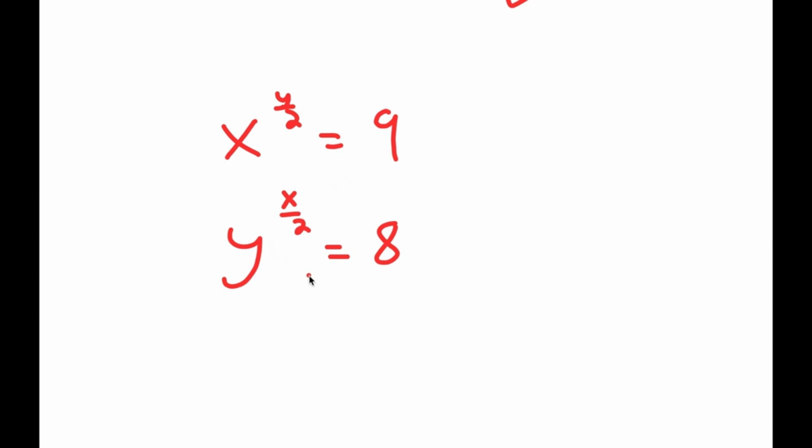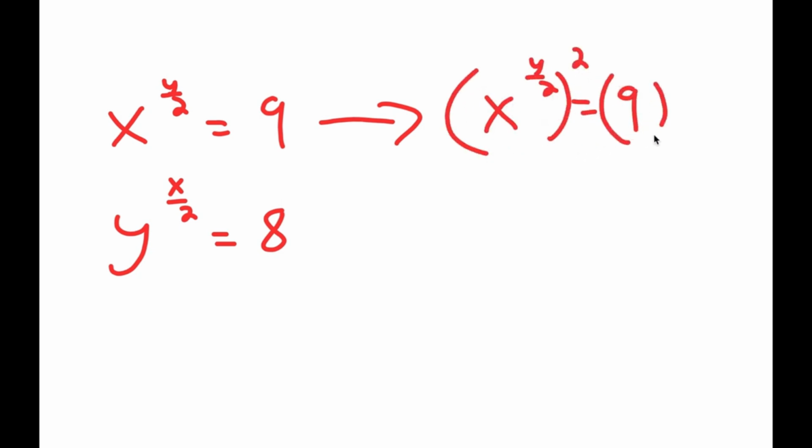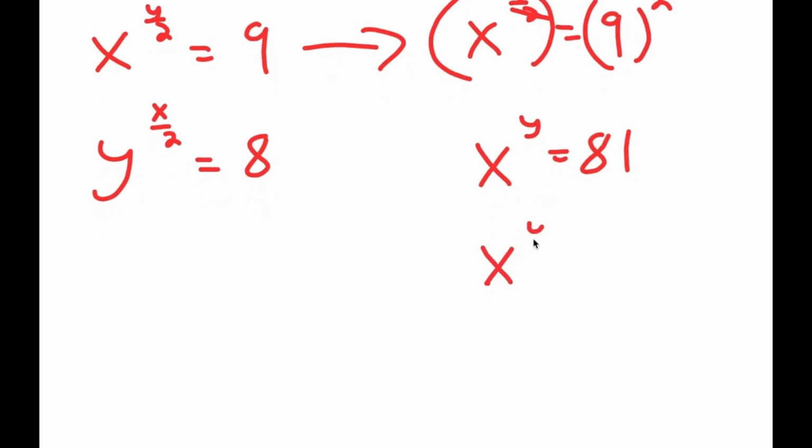To solve this, let's first start by solving the first equation. So x to the power of y over 2 equals 9. I can first start by taking the power of 2 on both sides. Then these two cancel out, and I get x to the power of y is equal to 81. Now 81, I can rewrite that as 3 to the power of 4.